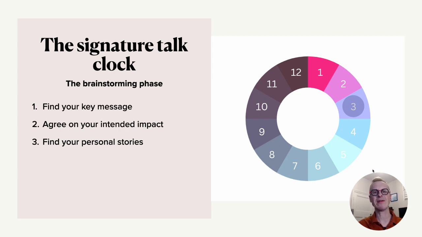So once you've decided on that, where do you go next? Well, step three is all about finding stories. Now, I'm a firm believer that the best way to create connection with your audience in any situation, but particularly when you're giving a signature talk, is to use stories. Now, ideally, I'm talking here about personal stories, stories about things that happen to you in your own life.